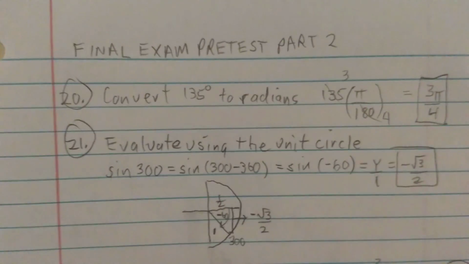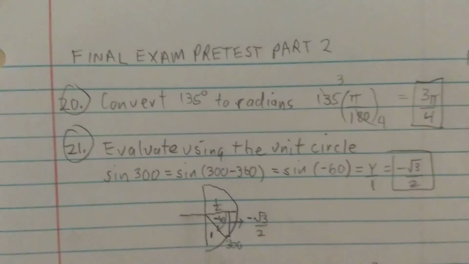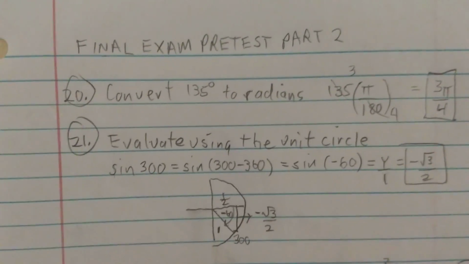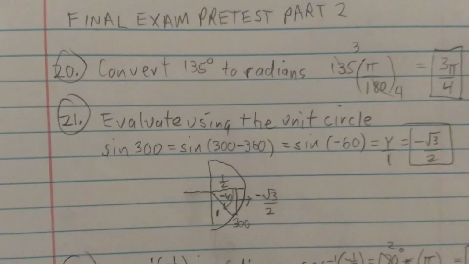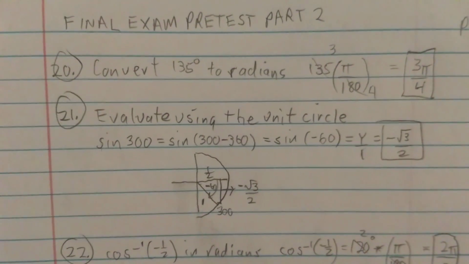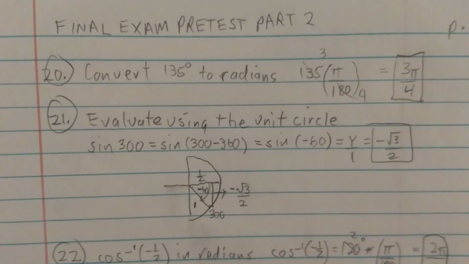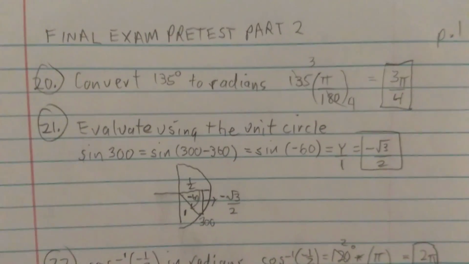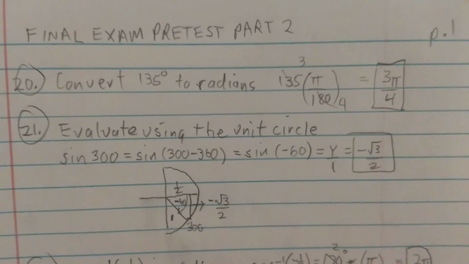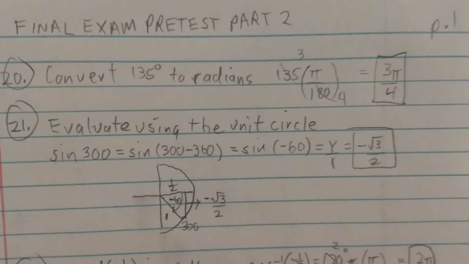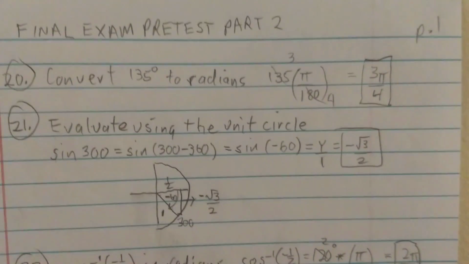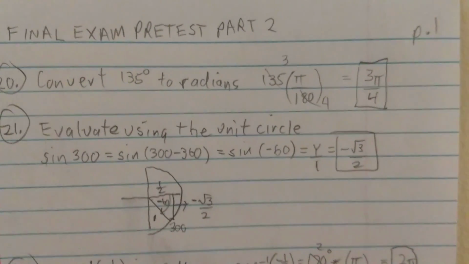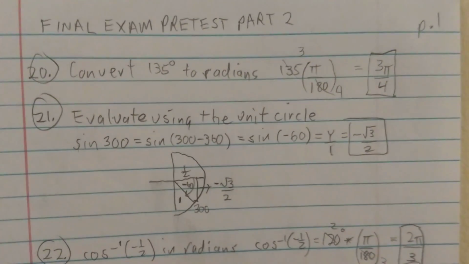So here we go. We got a few easy ones for you. Question 20, convert 135 degrees to radians. And remember, pi is equal to 180. So whenever we convert to radians, it's always pi over 180. Looking at 135 over 180, that simplifies on the calculator, math enter, to 3/4. So our answer is simply 3 pi over 4.